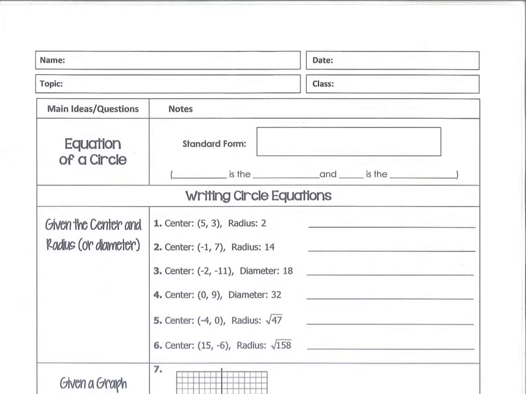Alright, so today we're going to be looking at equations of circles. And these are your 10-8 notes, last notes of the chapter. So the equation of a circle in standard form looks like the following.